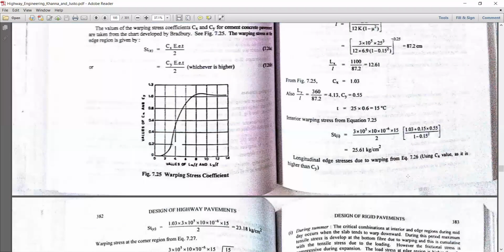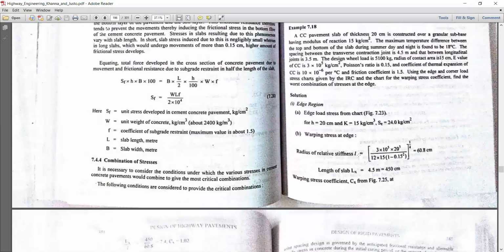So I will get 24 kg per centimeter square. Similarly, next, moving to the warping stress at edge portion. Radius of relative stiffness L can be calculated by the formula (E h cube upon 12 k (1 minus mu square)) the whole raised to 1 by 4. Yes, substituting values.